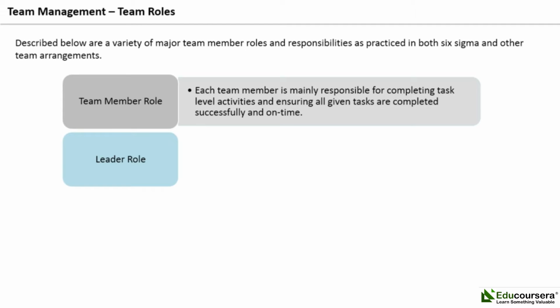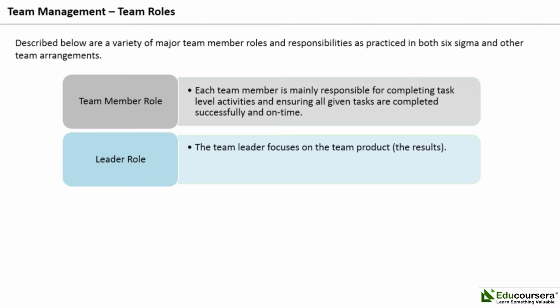The leader role. Some teams have both leaders and facilitators. This is common for manufacturing line teams. As a general rule, the team leader focuses on the team product, the results, and the facilitator is most concerned with the team process. Teams consisting of staff personnel will often have only one of these roles, generally a facilitator. Within the Six Sigma framework, the team leader is normally trained both as a facilitator and black belt.